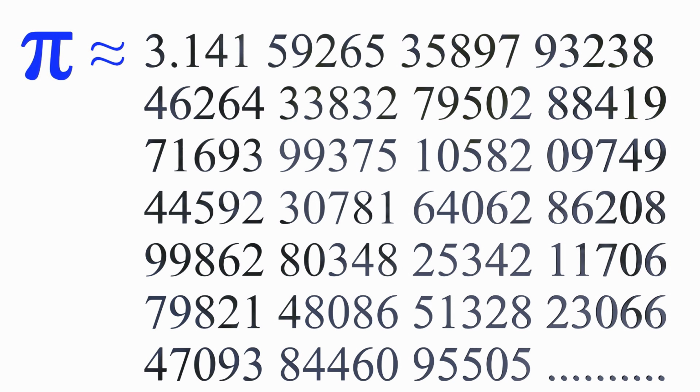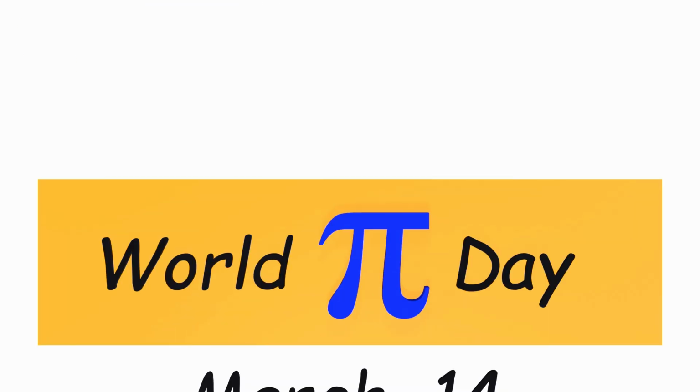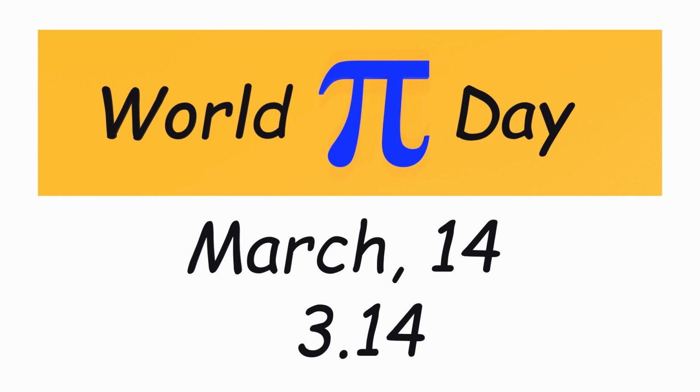Every year on March 14th, math enthusiasts around the world celebrate Pi Day. The date corresponds to the first 3 digits of pi, 3.14. It's a day filled with math activities, pi recitation competitions, and of course, indulging in some delicious circular pies.